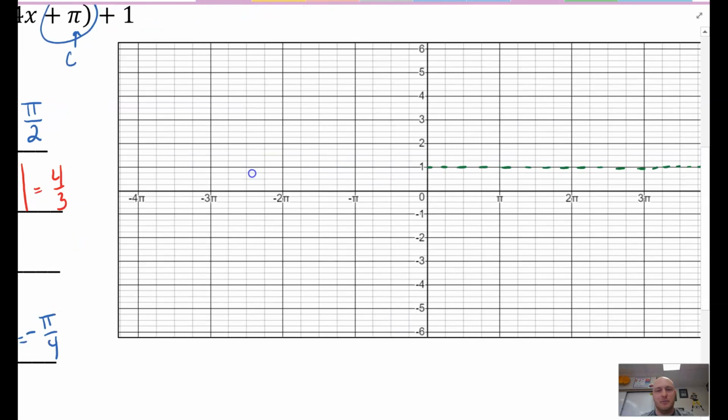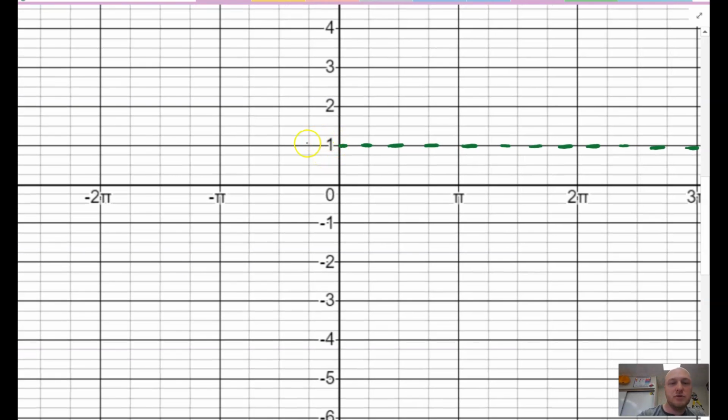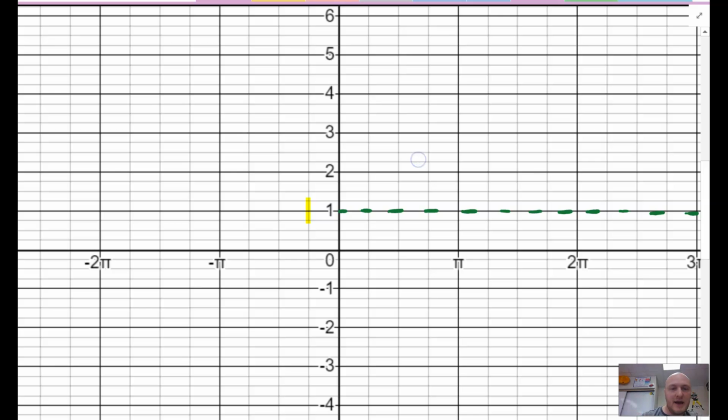So I'm going left pi fourths, which is just 1 unit here. This is a cosine function, so I'm going to start at the maximum. Just so you can track where I'm at, I'm going left pi fourths, and then I start at the maximum, and our amplitude is 4/3. So I'm going to go up 1 1/3. So here will be my maximum.